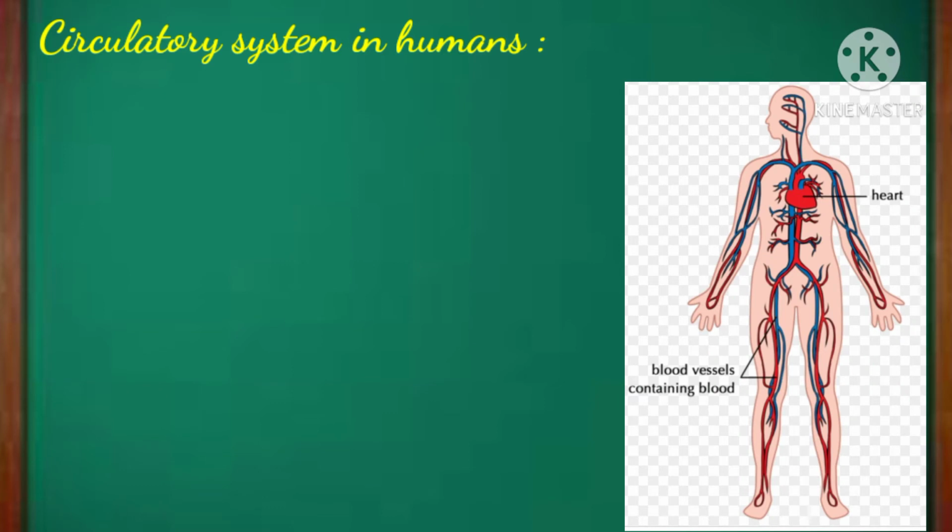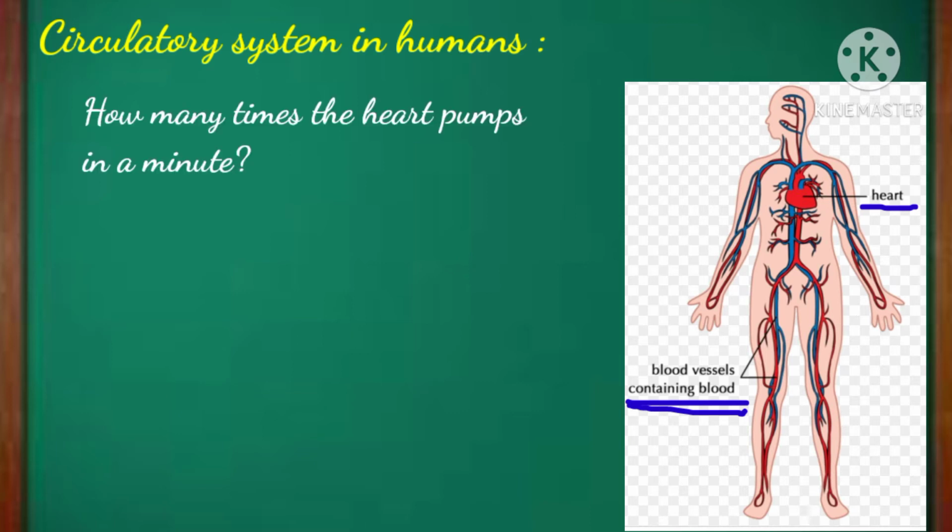Next is circulatory system in humans. So, the circulatory system is made up of heart and blood vessels. These vessels connect the heart with the rest of the body. Okay, can you say how many times the heart pumps the blood in a minute? So, the heart pumps the blood nearly 70 times in a minute, and this is an involuntary action.